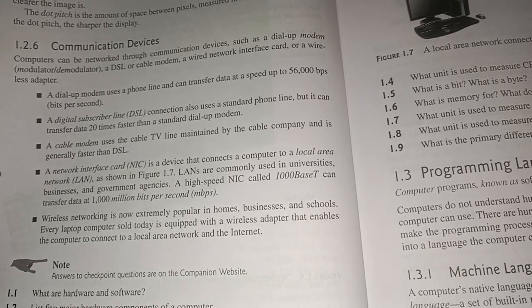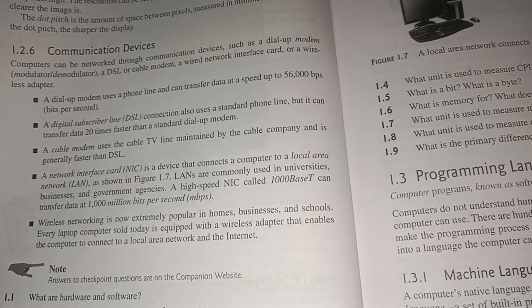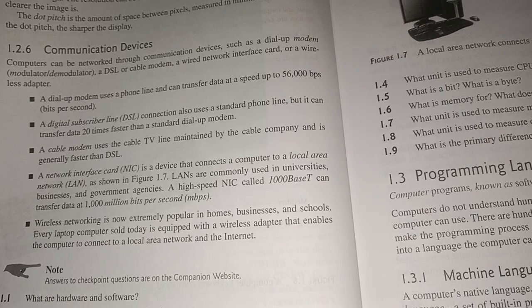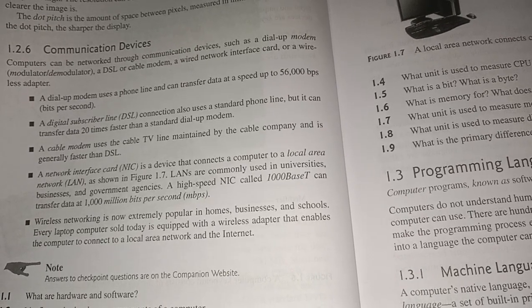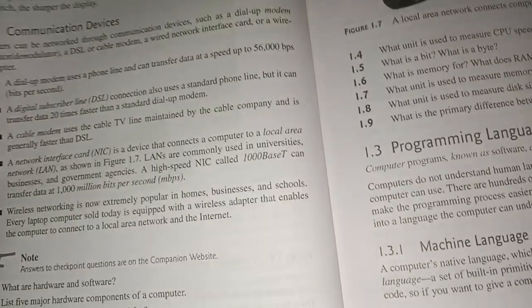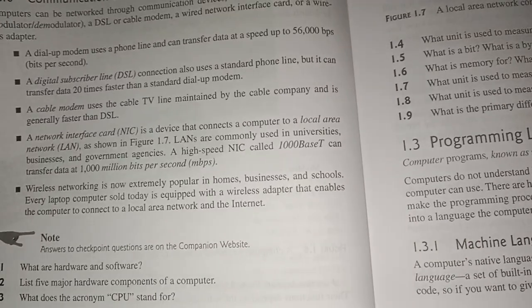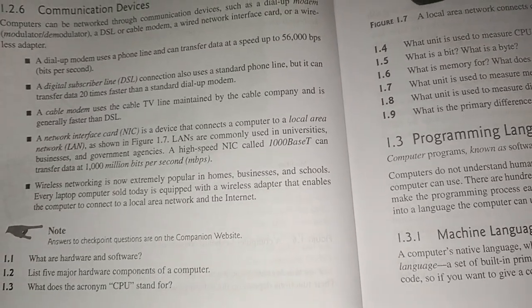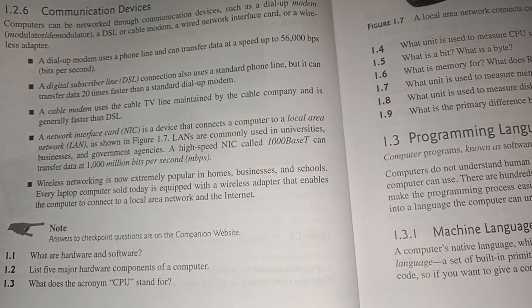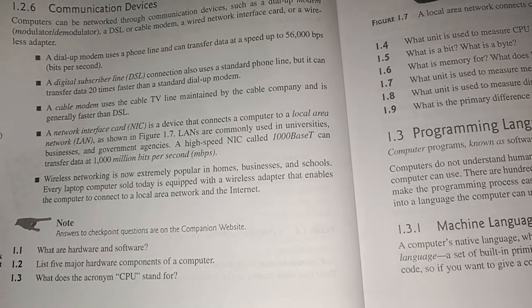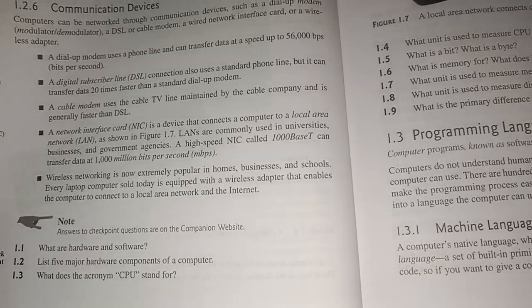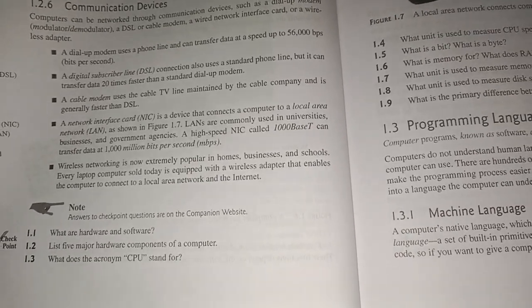A cable modem uses the cable TV line maintained by the cable company and is generally faster than DSL. A network interface card is a device that connects a computer to a local area network. LANs are commonly used in universities, businesses and government agencies.